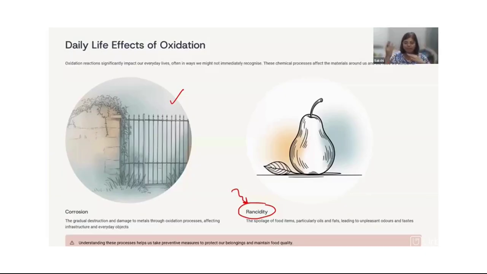Because it is unreactive. Now this rancidity leads to unpleasant odor and unpleasant taste. So this is how the industries tackle the problem of rancidity. You can also store your chips and namkeen in airtight containers to avoid them coming into contact with oxygen.